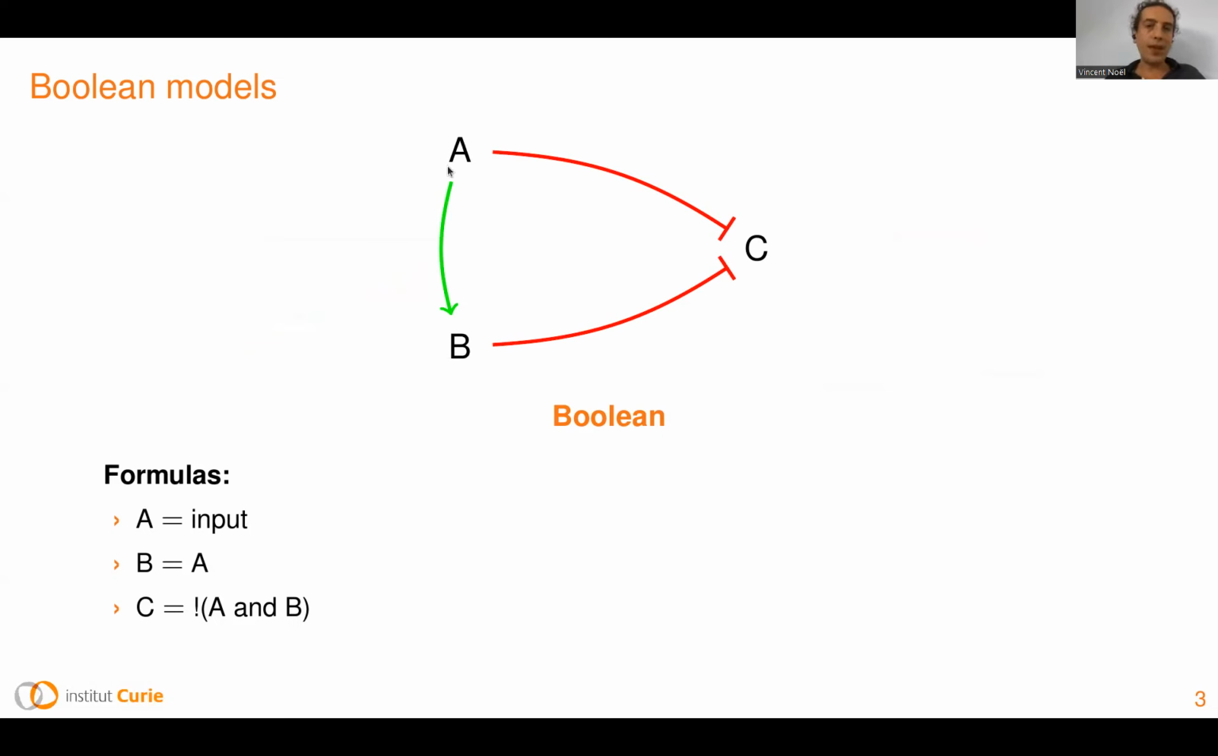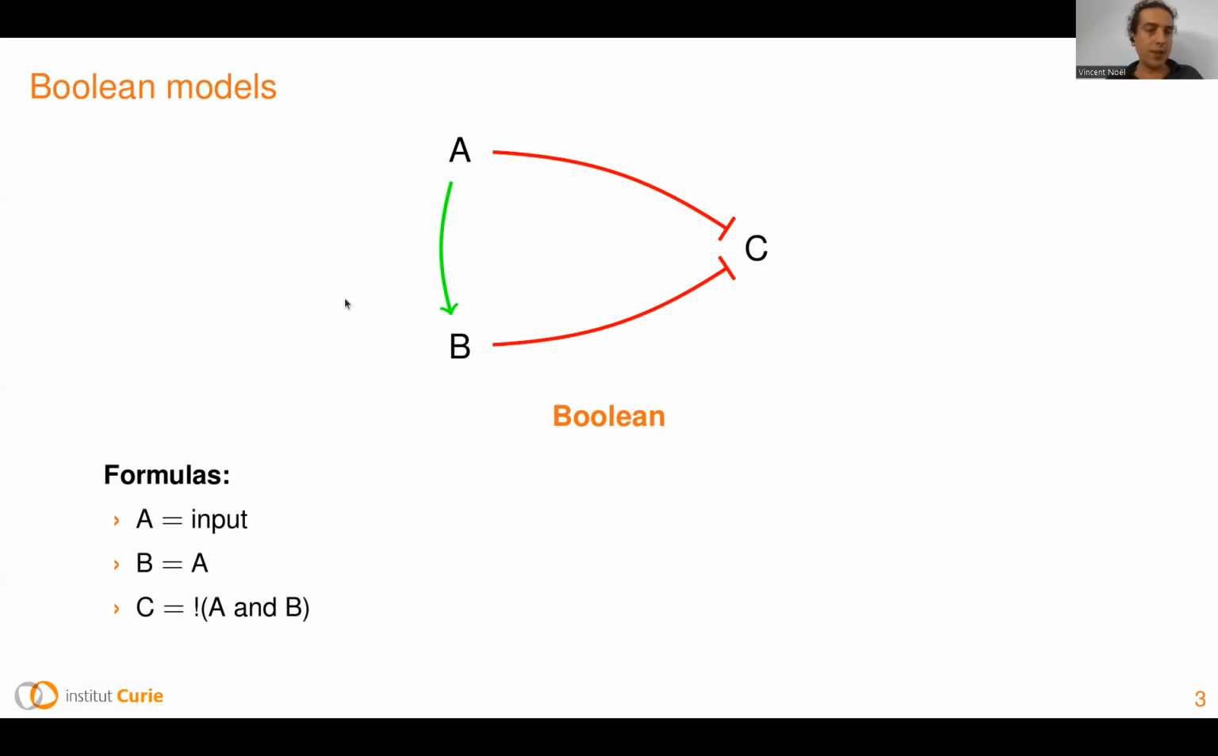And both A and B will inhibit the node C. So how do we write this into a Boolean? So A is very simple. It's what you call an input node, because as you can see, it doesn't receive any influence from the two other nodes. So it's just a node that we decide at the beginning of a simulation and won't move during the simulation. So we call that an input node.